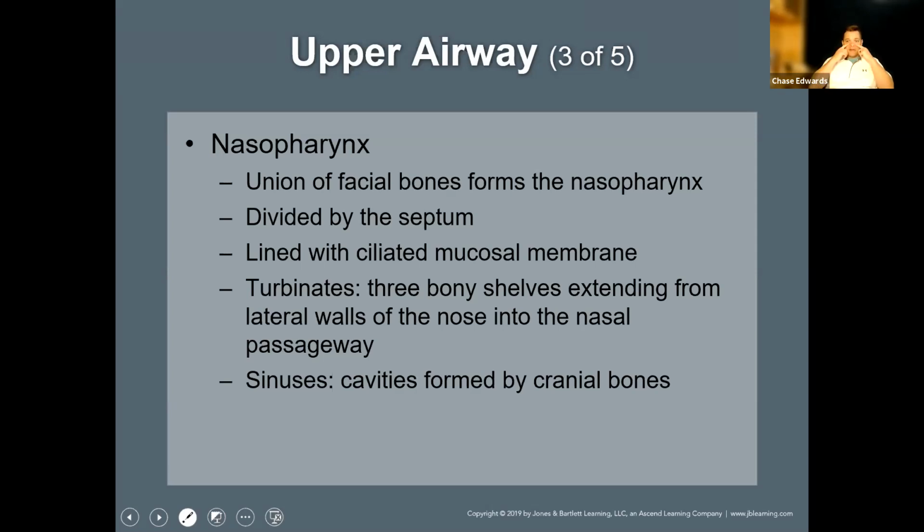Sinuses are cavities formed by the cranial bones. You'll notice they're in this area. If you've ever had sinus problems, you can feel them. You feel pressure in them. All right. Fractures of certain sinus bones can cause leakage of CSF, cerebral spinal fluid. What color is CSF? What are the main colors of CSF? Does anybody know?